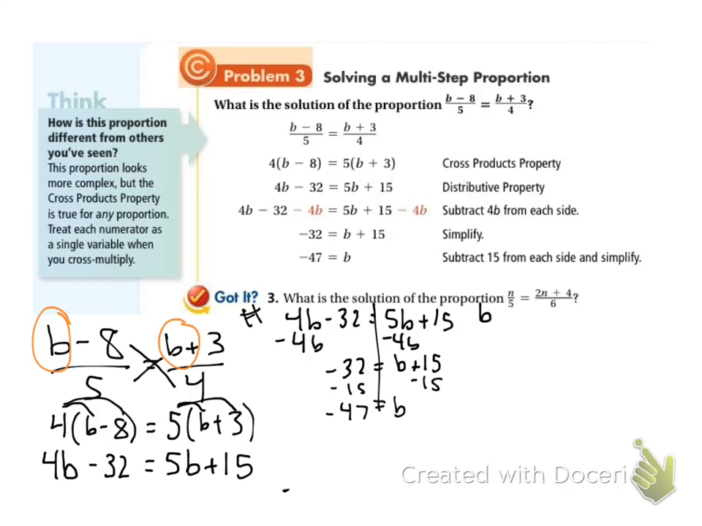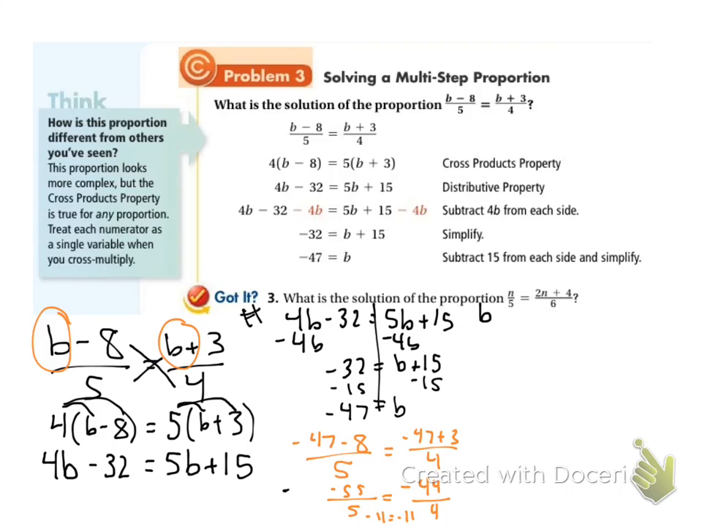Negative 47 minus 8 over 5 equals negative 47 plus 3 over 5. This gives me negative 55 over 5 equals negative, oh, whoops, that's over 4. Negative 44 over 4. And if I divide those, I get negative 11 equals negative 11. So my answer is correct.